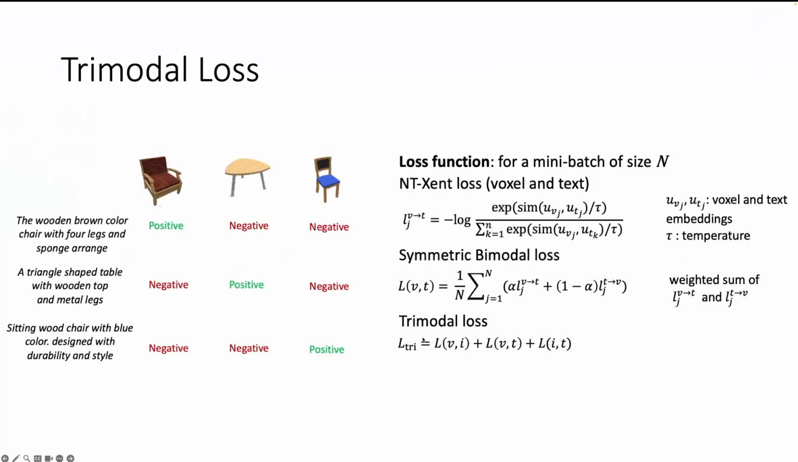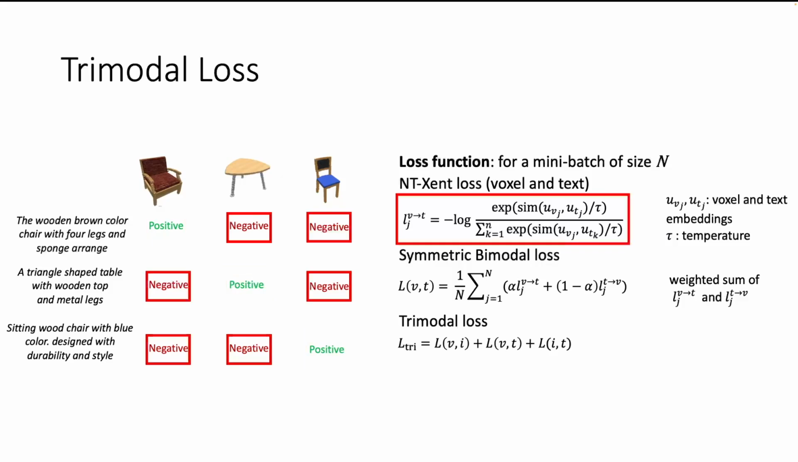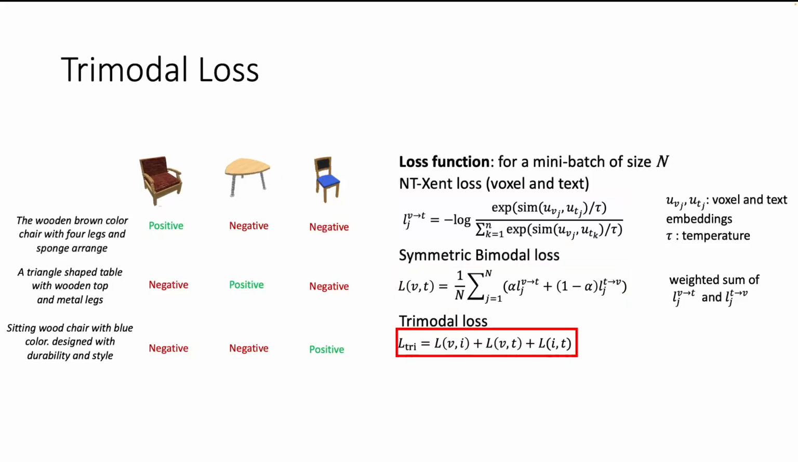We use the same normalized temperature-scaled cross-entropy loss as in CLIP to pull together positive pairs and push apart negative pairs within a batch, using a symmetric bidirectional loss. Our complete trimodal loss combines the contrastive losses between all possible pairs between the three modalities.